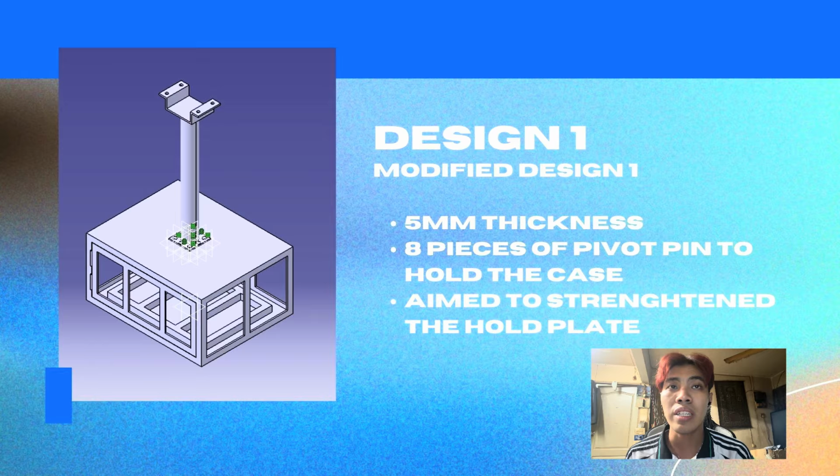Design 1, modified design 1. It has 5 mm of thickness for every part. And from 4 pieces of pivot pin, we increase the amount of pivot pins to 8 to make sure it holds the cages properly. This is aimed to strengthen the whole plate.